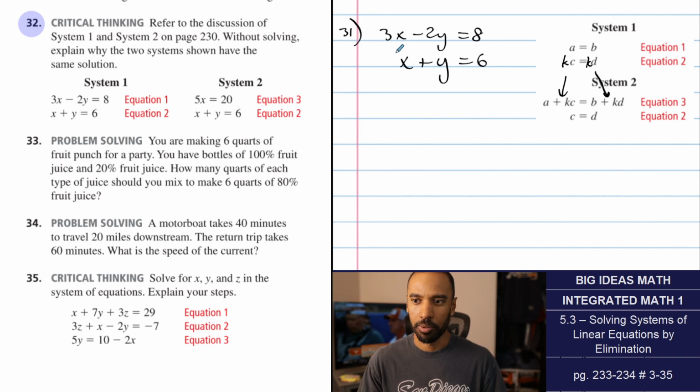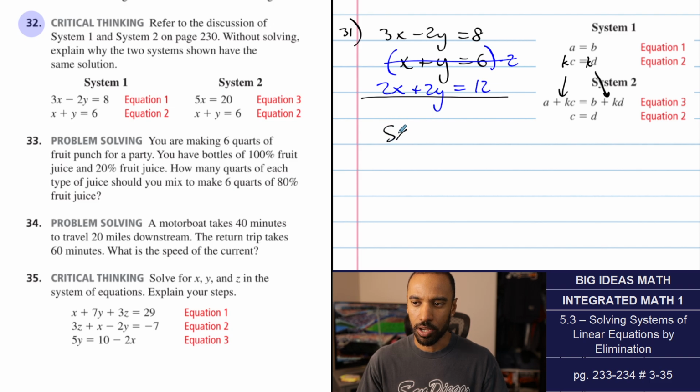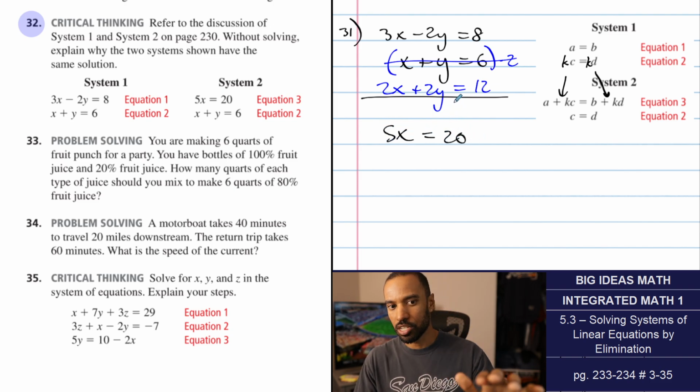If I multiply the bottom equation by 2, which is the same thing as multiplying this bottom equation by k, right? Get the k times c equals k times d thing. Then I get 2x plus 2y equals 12, and the y's eliminate, and now you get the equation 5x equals 20. Now, we see that 5x equals 20 appears in system 2.